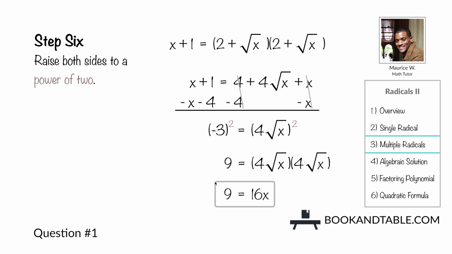Again, we weren't solving for x, that's why I stopped here. I just asked you to remove the radical signs. But as you can see, x would be equal to 9 over 16 here.